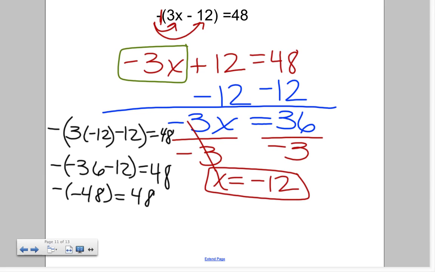Now look what forms over here. Have you ever seen that before? What did we do to that? What did we do when we saw back-to-back negatives, Mason?